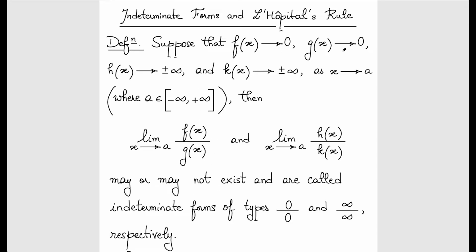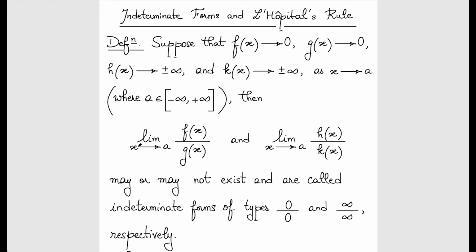Let's suppose that f and g are two functions that go to 0 as x approaches a, and h of x and k of x are both functions that go to infinity as x approaches a, and a here is either a real number or plus or minus infinity. Then the limit as x approaches a of this quotient f over g and the limit as x approaches a of this quotient h over k may or may not exist and are called indeterminate forms of types 0 over 0 and infinity over infinity respectively.